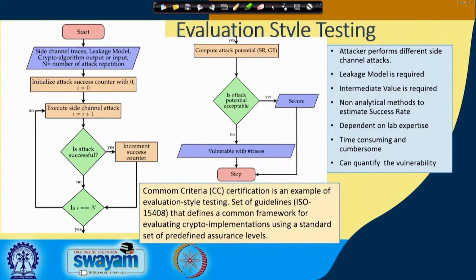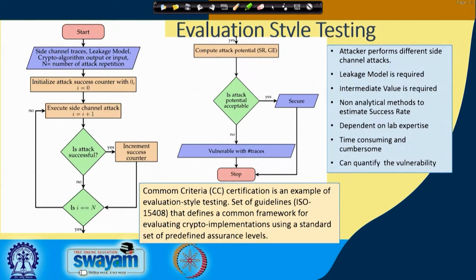There are different styles which have been proposed in literature. Two of the most common styles, and the first that I will start with, is the common criteria certification, which is an example of evaluation style testing. This was standardized in ISO 15408. It defines a common framework for evaluating cryptographic implementations using a standard set of predefined assurance levels.